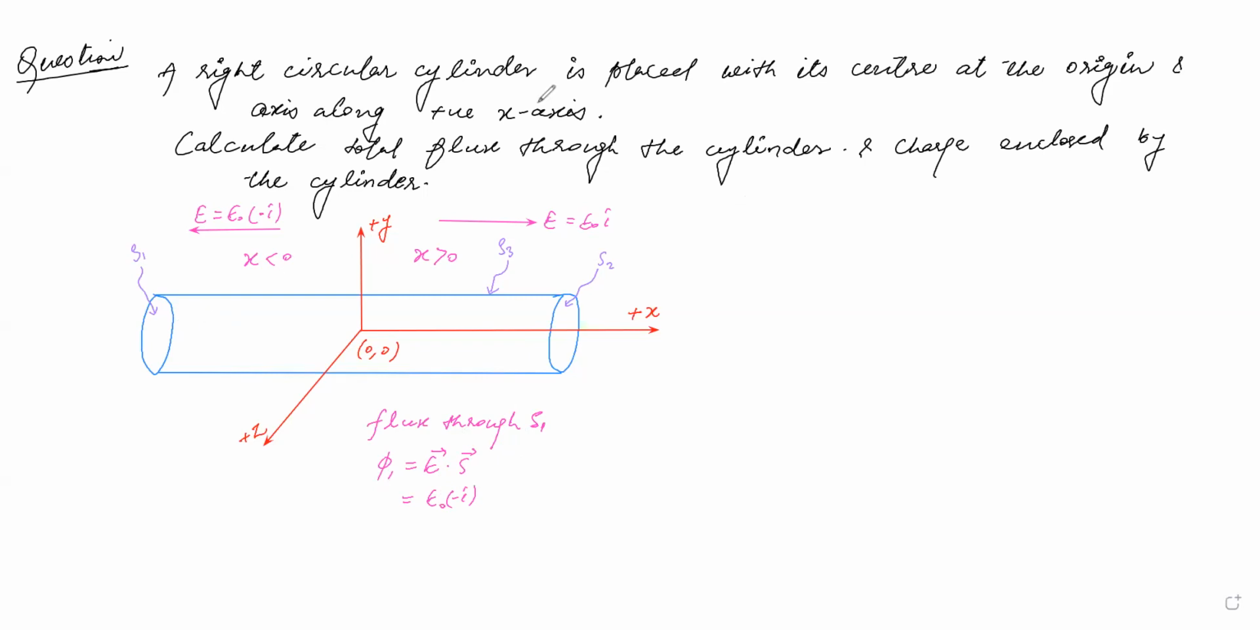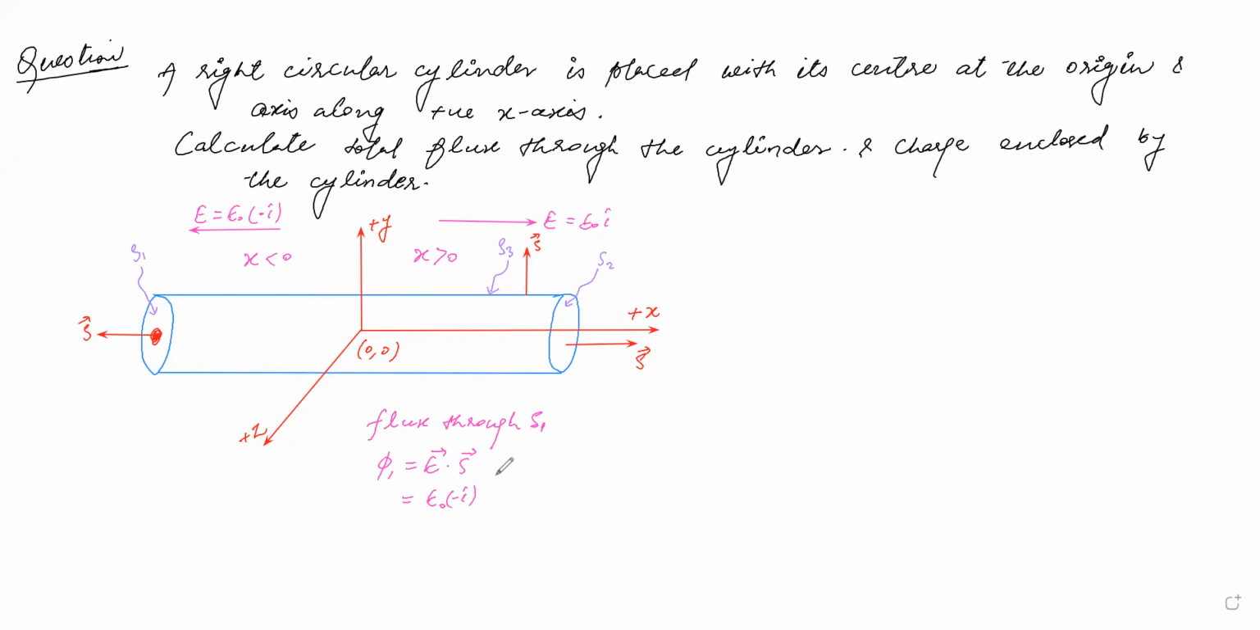The area vector drawn for the surface S1 is perpendicular to the plane, which is along the negative x-axis, and for this surface it is also perpendicular to the surface, and for this one also. Are you clear or not? These are the area vectors. This is also an area vector, and this is also an area vector.